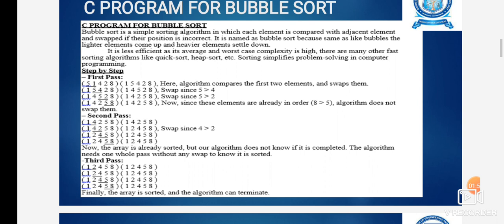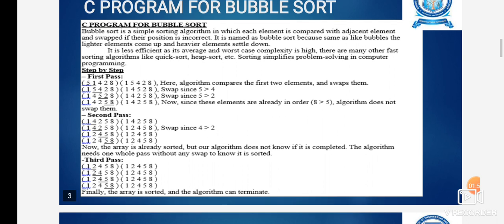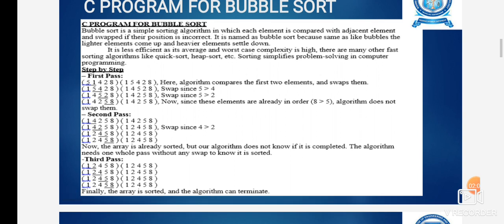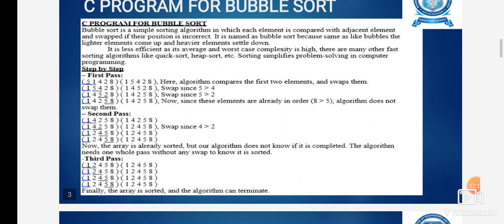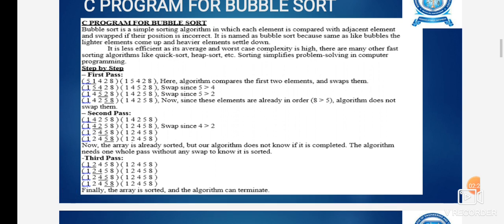Next we compare 5 and 2. Here 2 is the smaller element and 5 is the larger element, so we swap 2 and 5. The next iteration is 1, 4, 2, 5 and 8. Now these elements are already in order, as 8 is greater than 5, and the algorithm does not swap them. So 5 and 8 we cannot swap. We move on to the second pass.